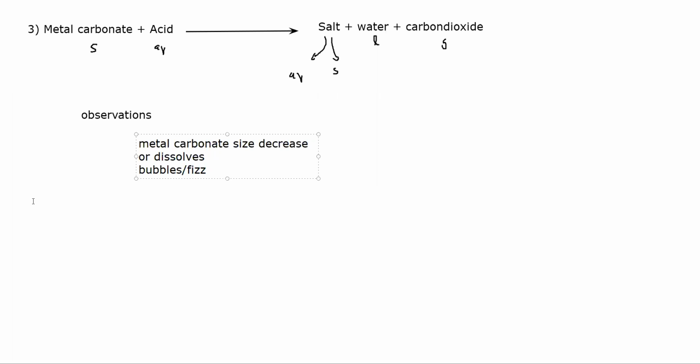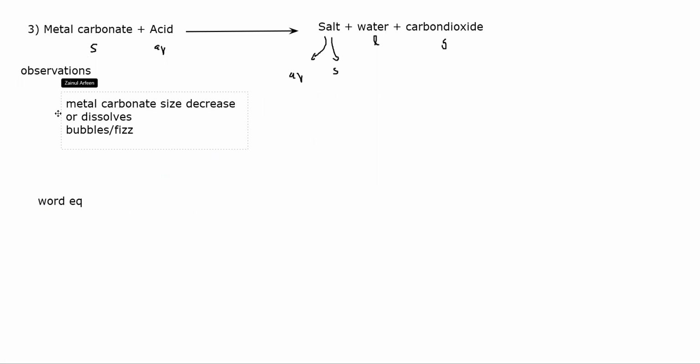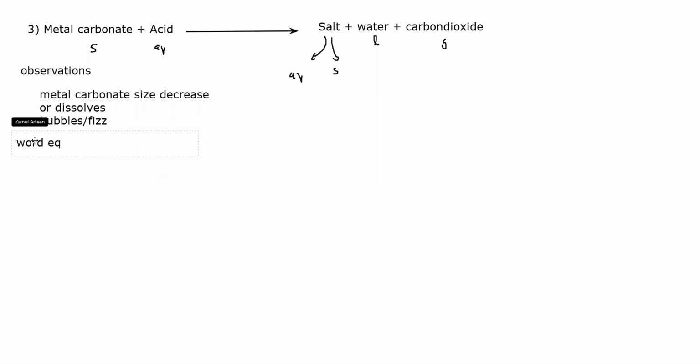Now writing an equation, a word equation. So if I want to write a word equation, if I say I have calcium carbonate plus hydrochloric acid, what will be the product when calcium carbonate reacts with hydrochloric acid?